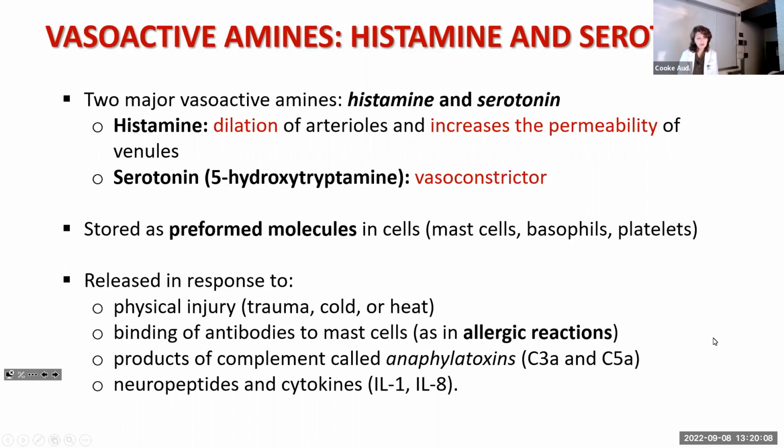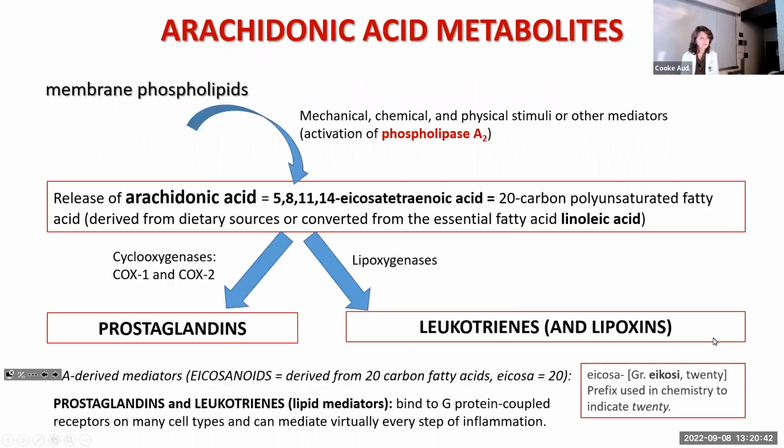They are stored as preformed molecules in different types of cells, most importantly in mast cells, basophils, and platelets, and they are released in response to many factors. Most importantly, physical injuries such as trauma, cold, or heat. Binding of antibodies to mast cells also can lead to release of these vasoactive amines, and you see that in allergic reaction. They also are released as a consequence of the action of anaphylatoxins, and also in response to neuropeptides and some cytokines such as interleukin 1 and 8.